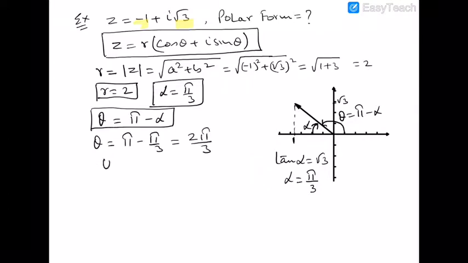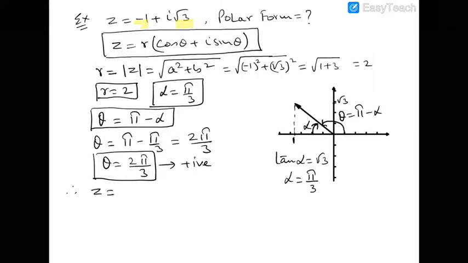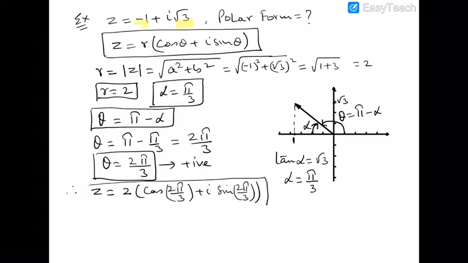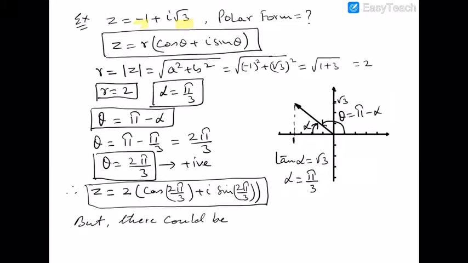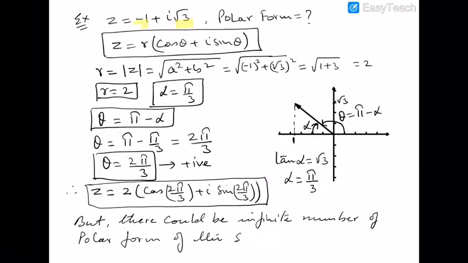So the argument of z is 2 pi by 3, which is positive because of the anti-clockwise direction. So we know the value of r and we know the value of theta. We just need to put these in polar form. So we will get 2 times cos 2 pi by 3 plus i sin 2 pi by 3. But there could be an infinite number of polar equations for the same complex number. Let's find out how.